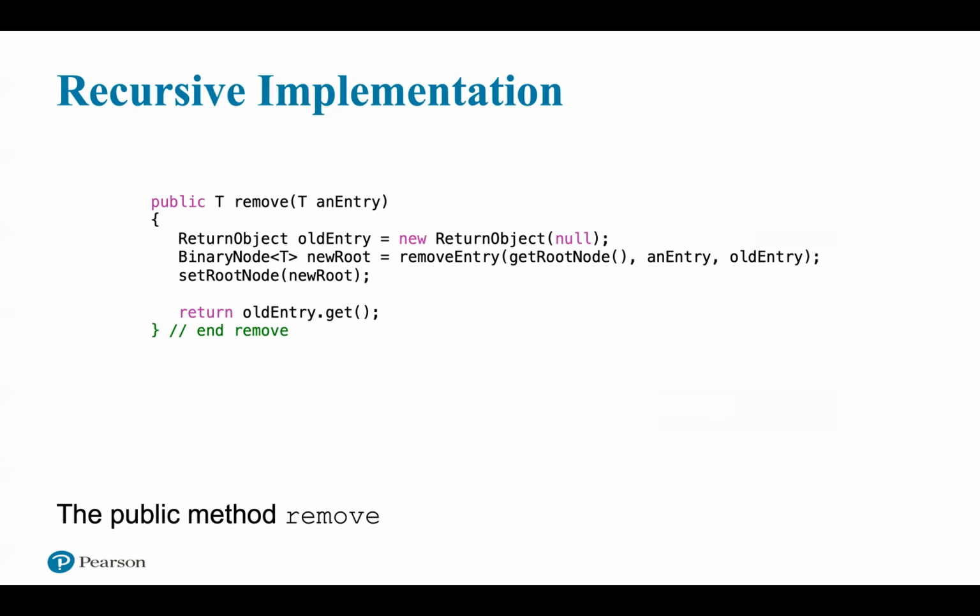Since the method might remove the root node from the tree, we must be careful to always retain a reference to the tree's root. As a result, we make removeEntry return a reference to the root of the revised tree, which remove can save, but removeEntry must also give to remove the entry it removes. The solution is to pass another parameter, oldEntry, to removeEntry and have the method change its value to the removed entry. Thus, the header for removeEntry will be as we're showing.